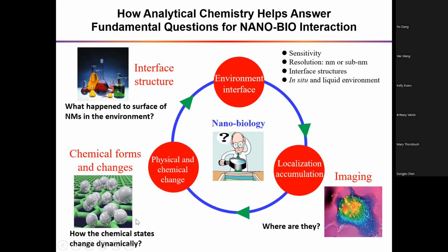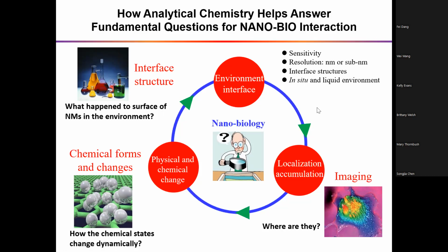Third one is that nanomaterial is not inert. Sometimes they are chemically reactive. So we have to know what kind of chemical reactions happen to the nanomaterials, what the results of the reactions are, and the biological outcome of the reactions. That means we need to capture the chemical forms and changes of nanomaterials inside the biological system.